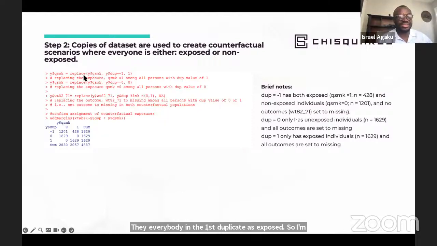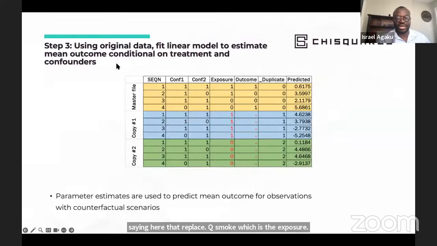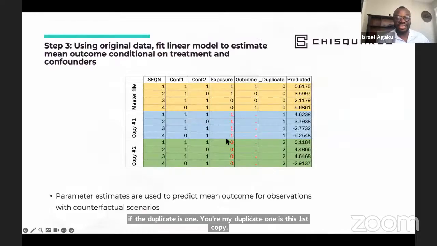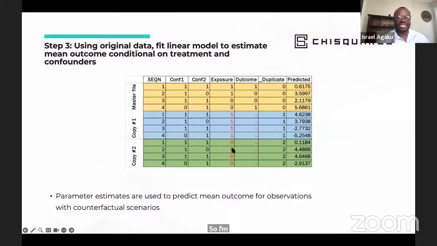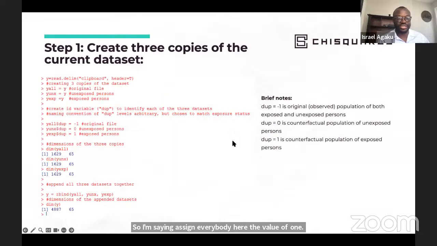So I'm saying here to replace quit smoke, which is the exposure, as 1 if the duplicate is 1. Remember, duplicate 1 is this first copy. So I'm saying assign everybody here a value of 1, and then assign everybody in duplicate 2 a value of 0. That's what I'm doing in this code here.